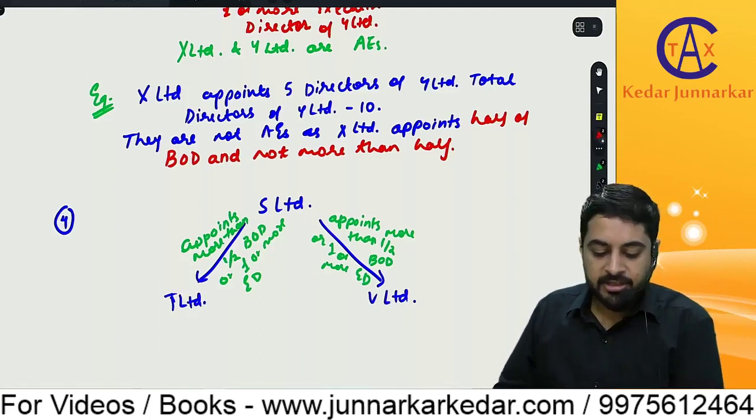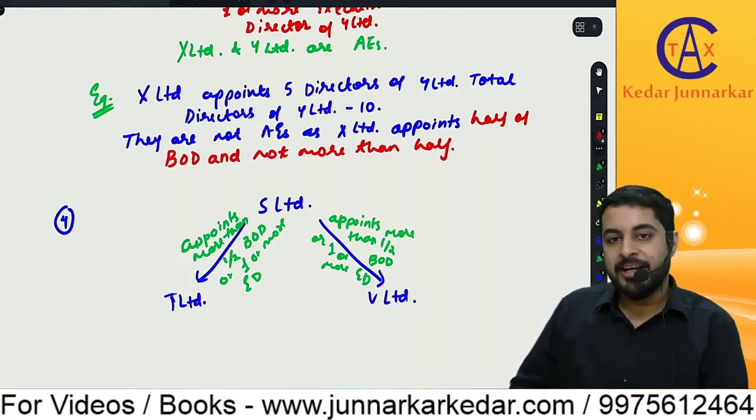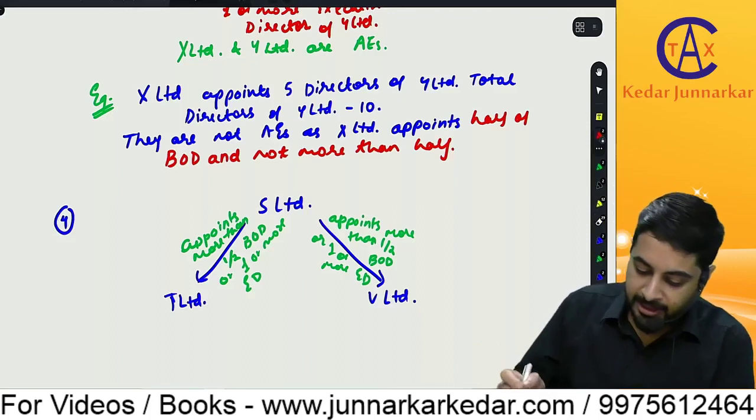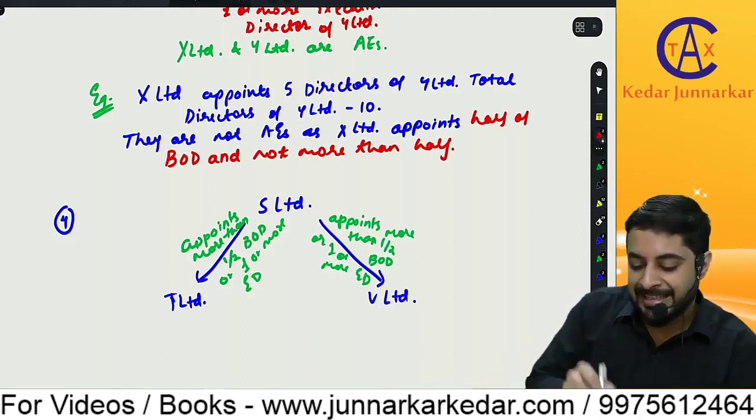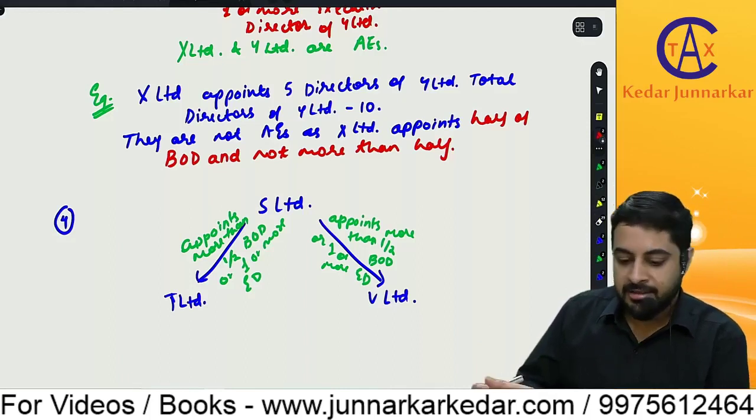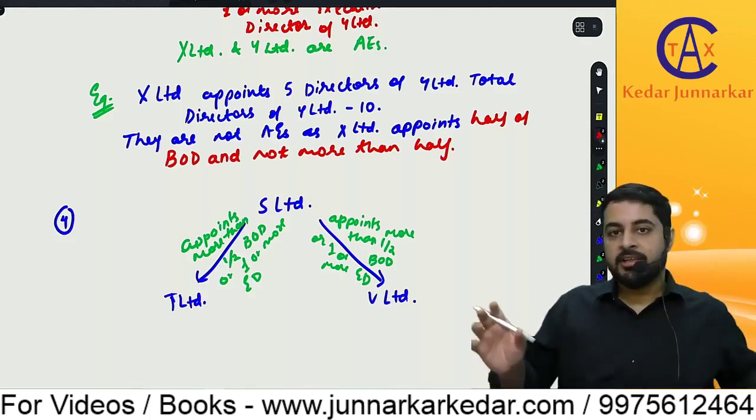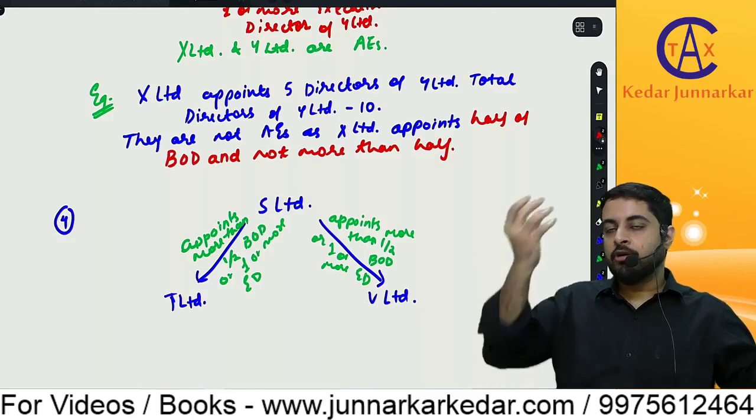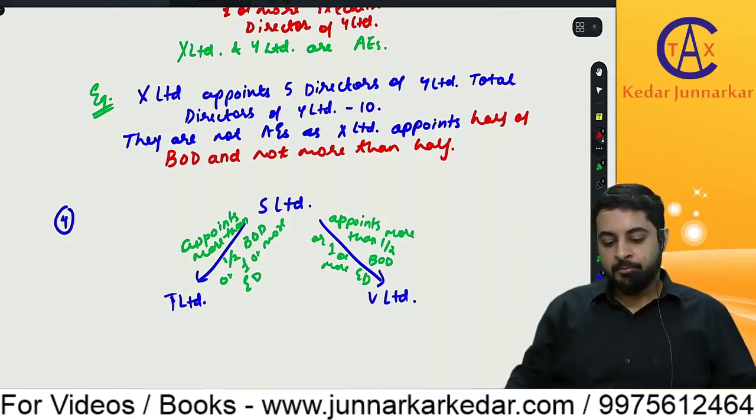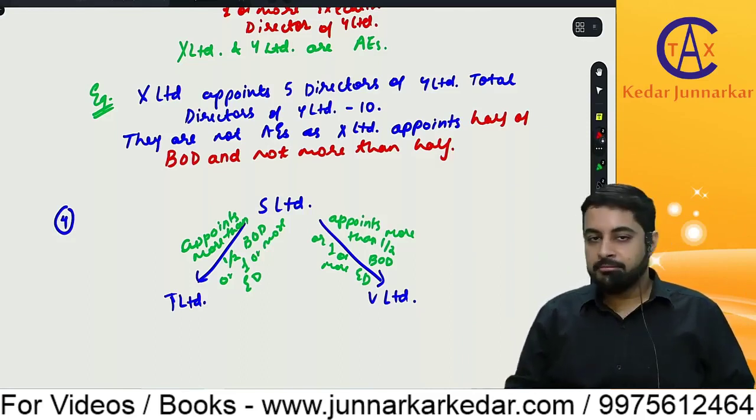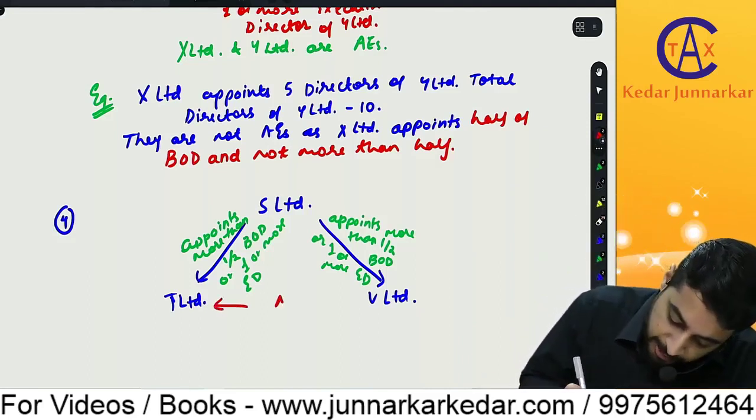S Limited appoints more than half of the BOD or one or more AD in T Limited, and same for V Limited. So as per the third point, S Limited and T Limited plus S Limited and V Limited are A's, and as per the fourth point, since in T Limited and V Limited there is a common person appointing, therefore in that case they are A's as per the fourth point.